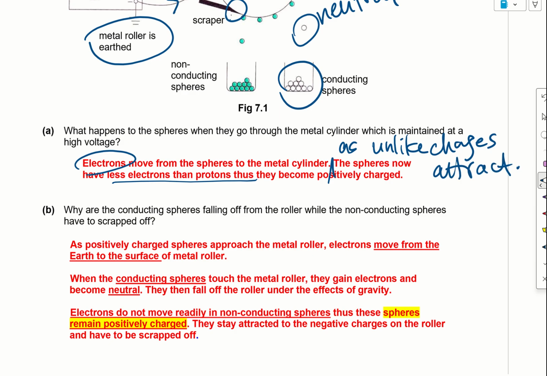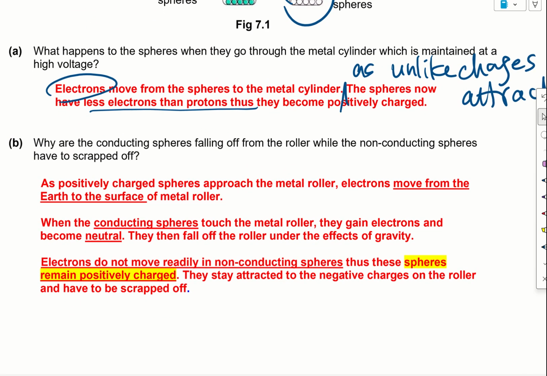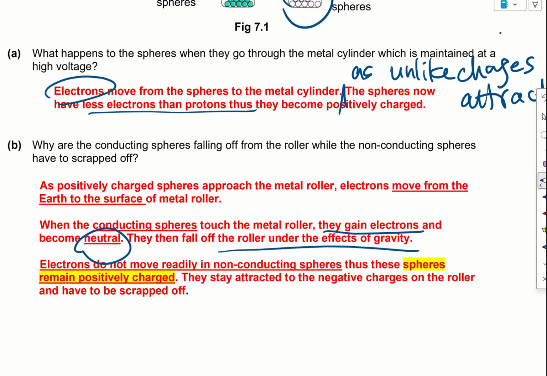Why are the conducting spheres falling off from the roller while the non-conducting ones have to be scraped off? As the positively charged spheres approach the metal roller, electrons move from the earth to the surface of the metal roller. When the conducting spheres touch the metal roller, they gain electrons. Electrons are transferred to them and they become neutral. They then fall off the roller under the effects of gravity. So this is the important part: the object becomes neutral.